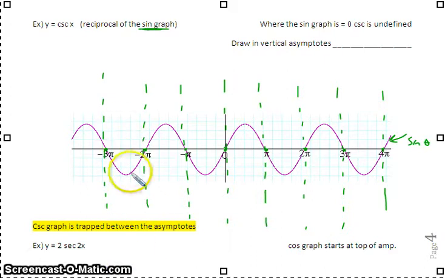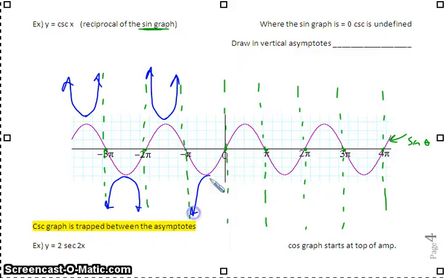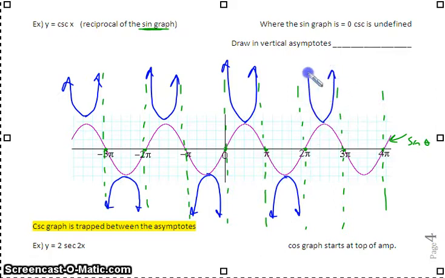And then what I'll do is the reflection here. So this one would be down, this part would be up, up, down, up, down, up, and down. And this part would just be up on the side here. So that's what the cosecant graph would look like. It's a reflection basically of the sine graph. And so we want to draw vertical asymptotes wherever the sine is equal to 0.